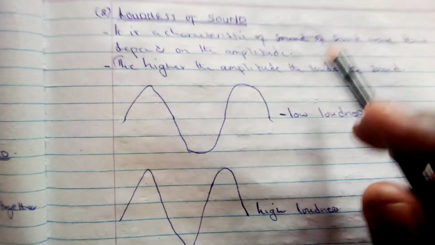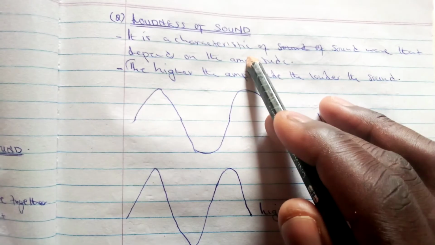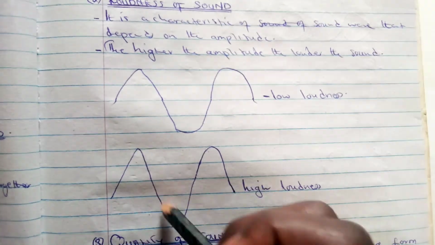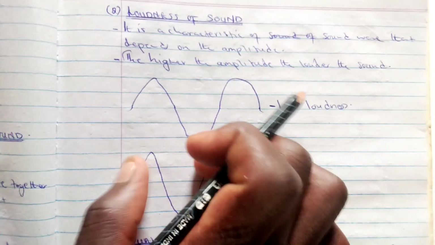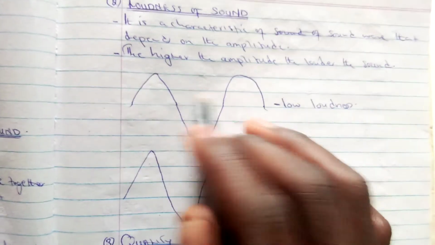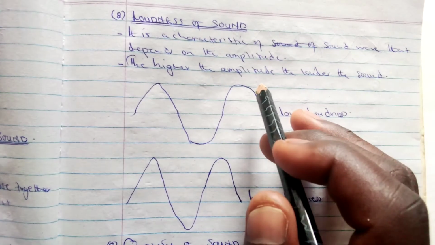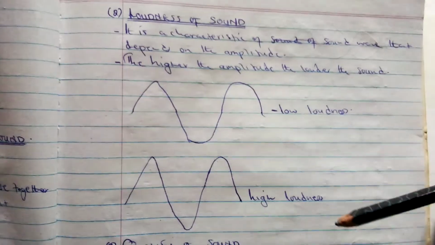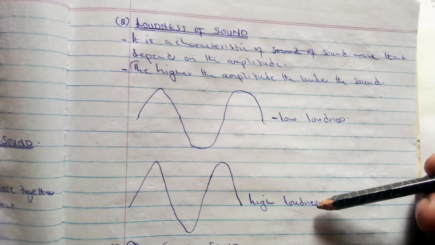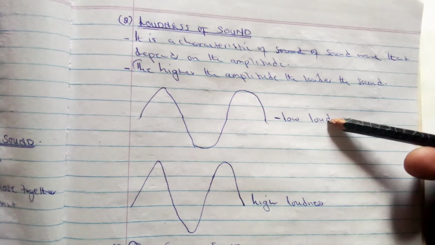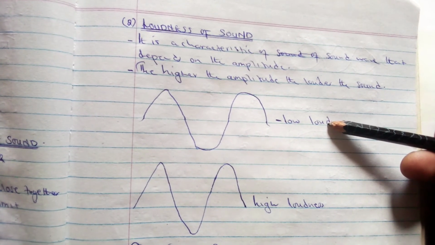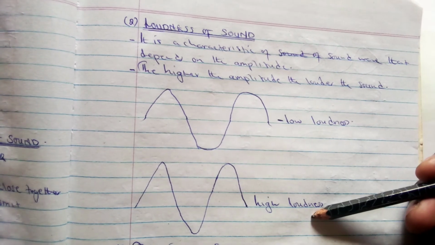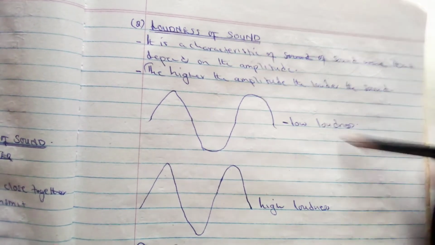Number two, we are talking about loudness of sound. Loudness depends on amplitude. This one has a higher amplitude, but here the wavelength is bigger, so it means the amplitude is lower. Because here the amplitude is bigger, the sound is louder. Here the amplitude is lower, so the sound is softer. So this is louder, this is low loudness.